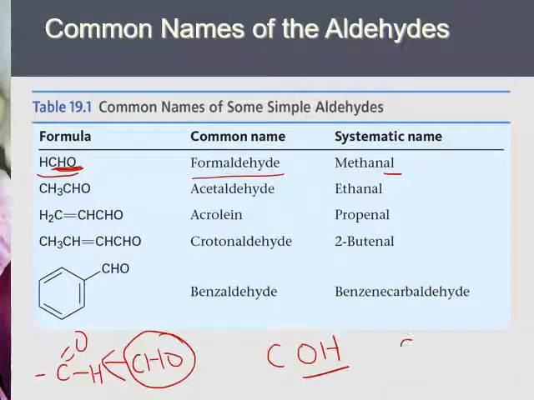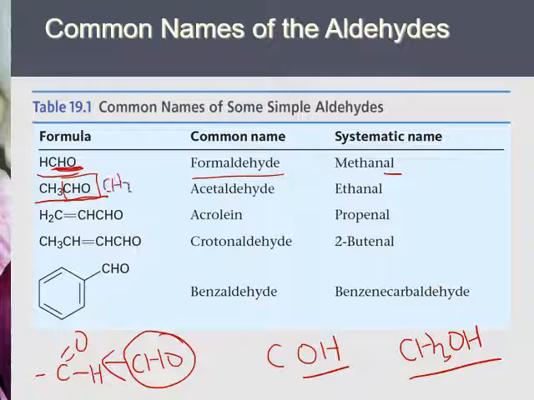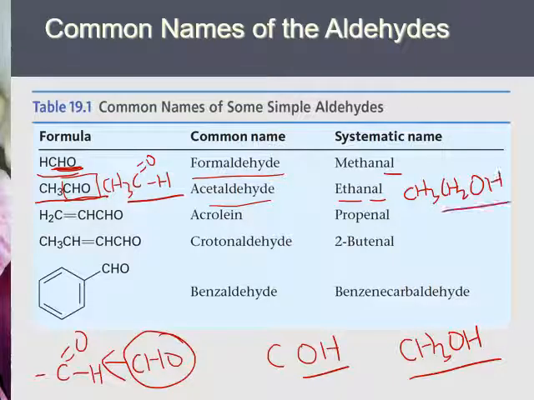For example, CH3OH, that's methanol. Now, the aldehyde with 2 carbons, CH3CHO, suggests it's an aldehyde. The name is acetaldehyde, and the systematic name is ethanal. The corresponding alcohol is CH3CH2OH, and that's ethanol.